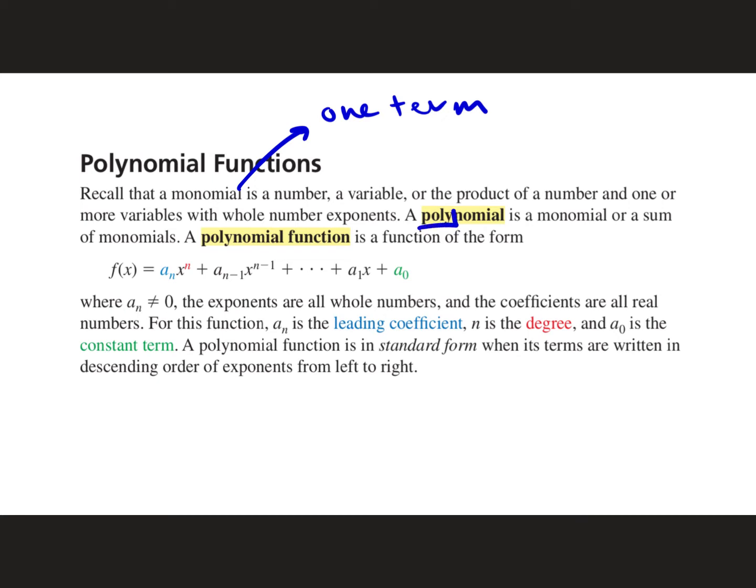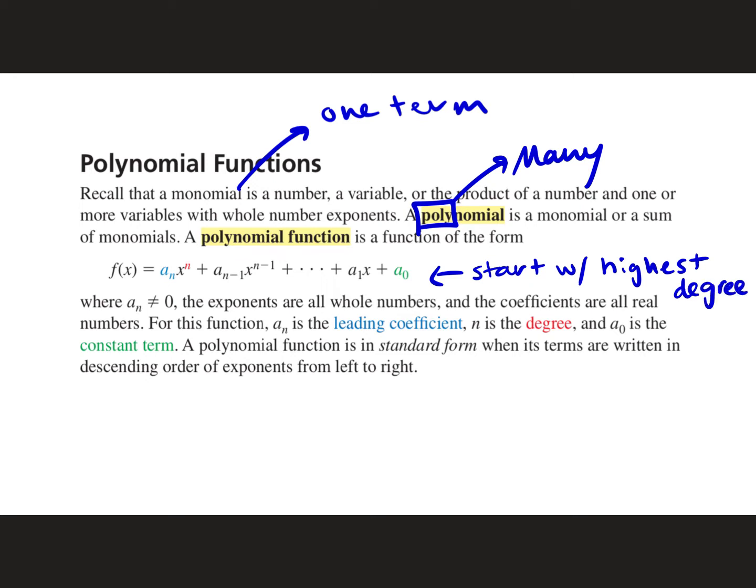A polynomial is a monomial or the sum of monomials. So a polynomial, poly, means many. So that would just be many terms. So a polynomial is a function of this form. In standard form, we always start with the highest degree. Just like when we put our quadratics in standard form, we always started with the x squared, then the x, then the constant. Same thing with the monomials or polynomials, except here we're going to have higher than just x squared.